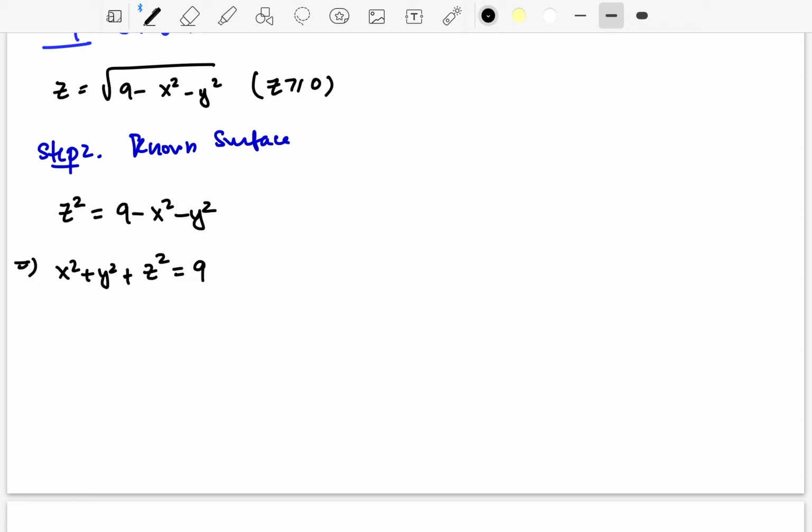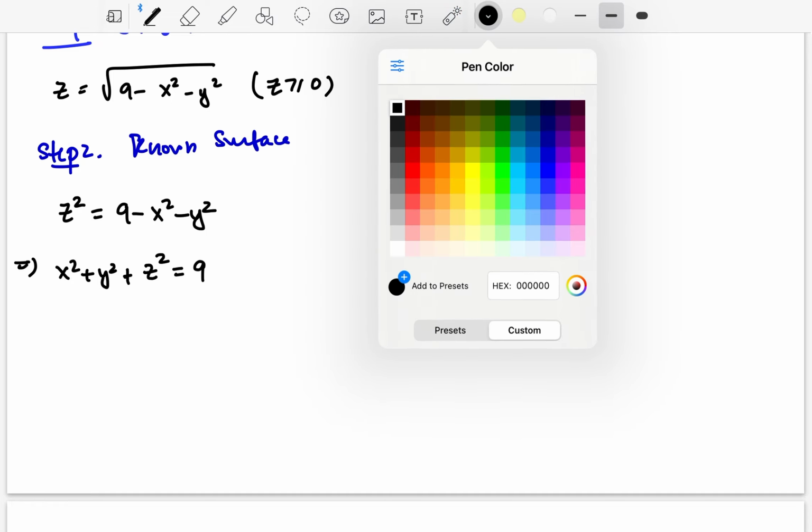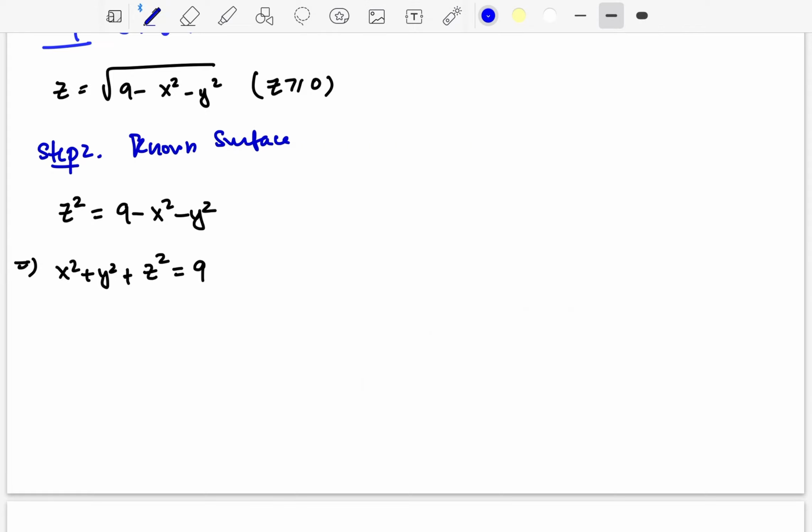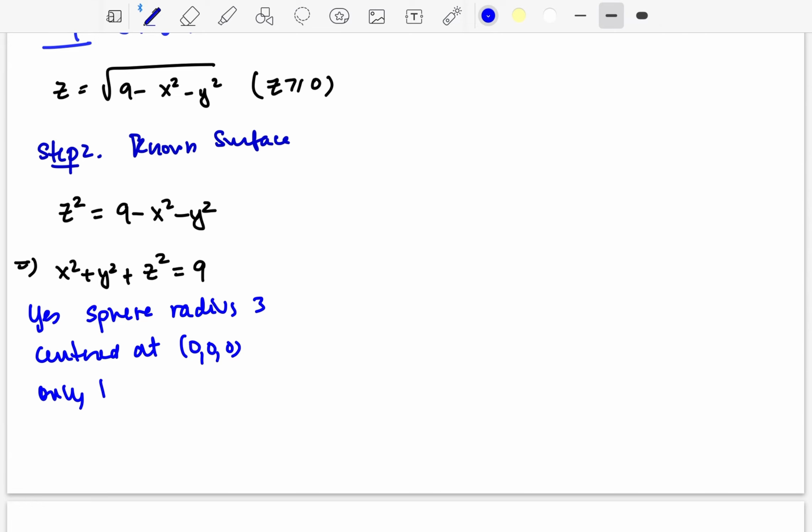This is the equation of a sphere centered at 0, 0, 0, radius 3, but we only take the top half. Okay. So let me write it. The answer is yes. This is a sphere, radius 3, centered at 0, 0, 0, only top half for obvious reasons, right? Because z is not equal to 0. So let's sketch the graph.